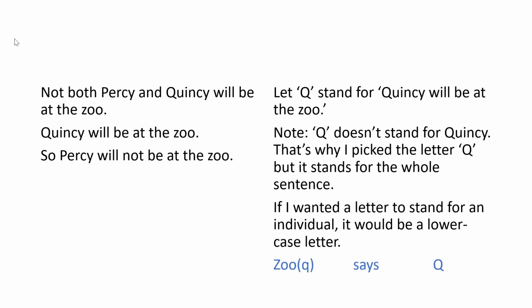If you're familiar with the more complex notation, then we could say Q, capital Q, by saying zoo Q. If zoo means will be at the zoo, as the predicate will be at the zoo, and Q is a constant that stands for Quincy, then this sentence would say Quincy has the characteristic of will be at the zoo. If that notation is not familiar to you, ignore it.